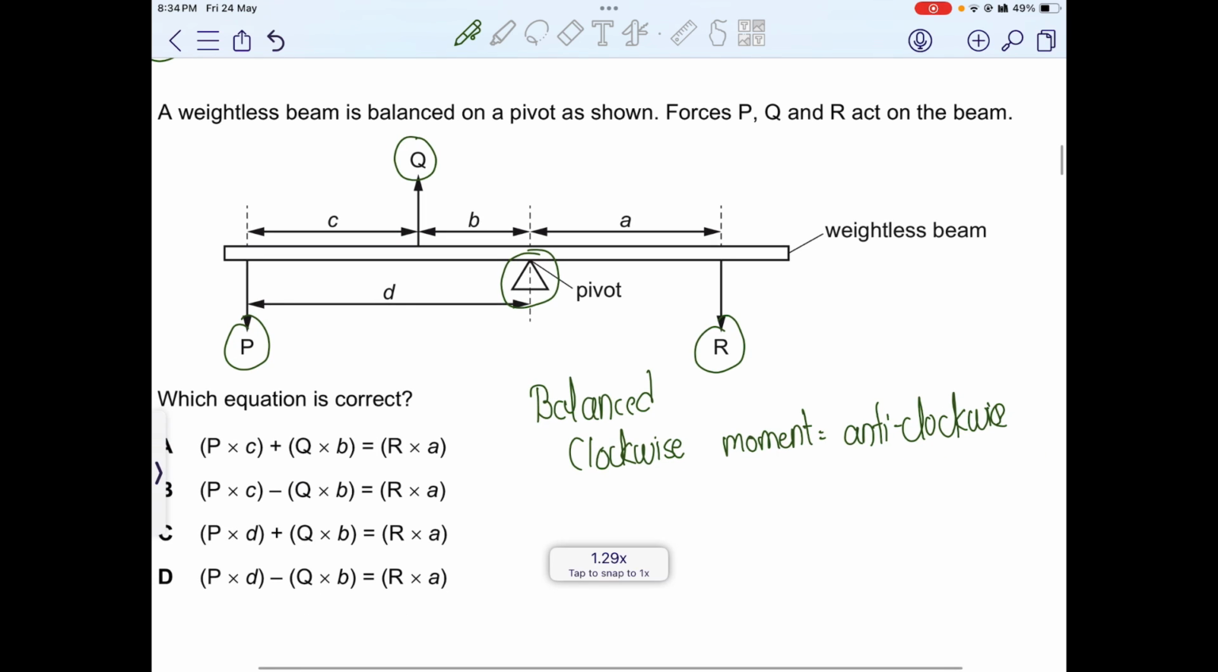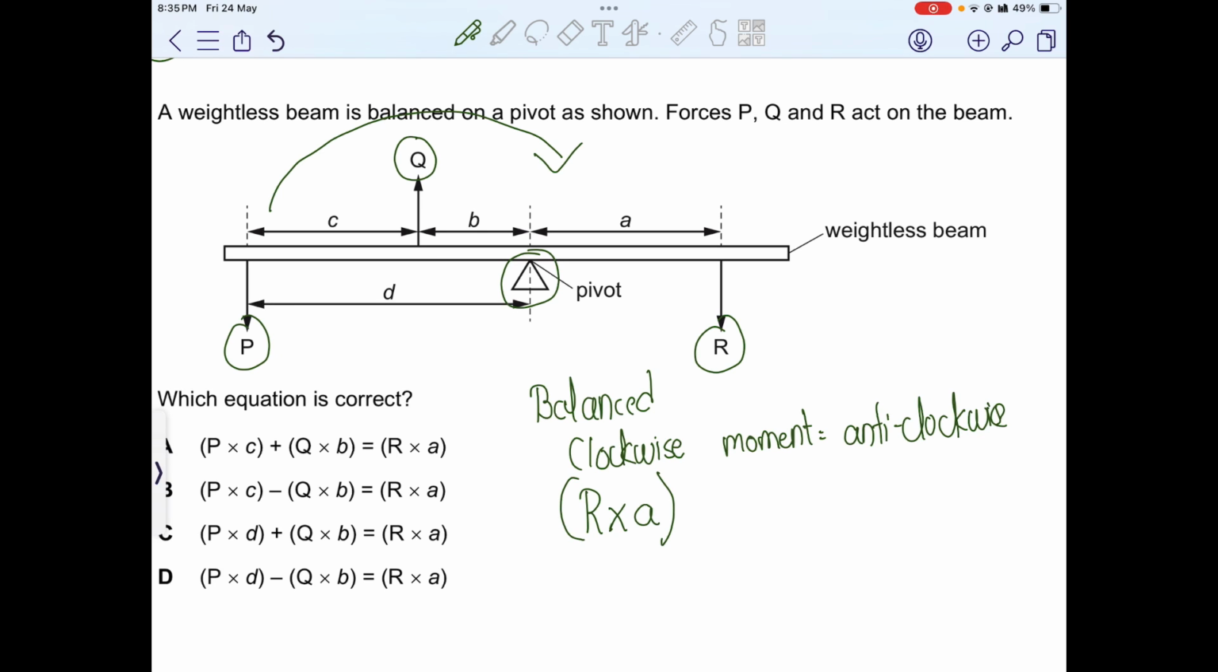Now you have to see what is causing the clockwise moment here. Clockwise means in this direction, in the direction of the clock. Force R will cause a clockwise moment, so R into A would cause a clockwise moment. Even Q, because Q is moving upwards, so B into Q. And the anti-clockwise is P, which goes in this direction, so that equals P into D.